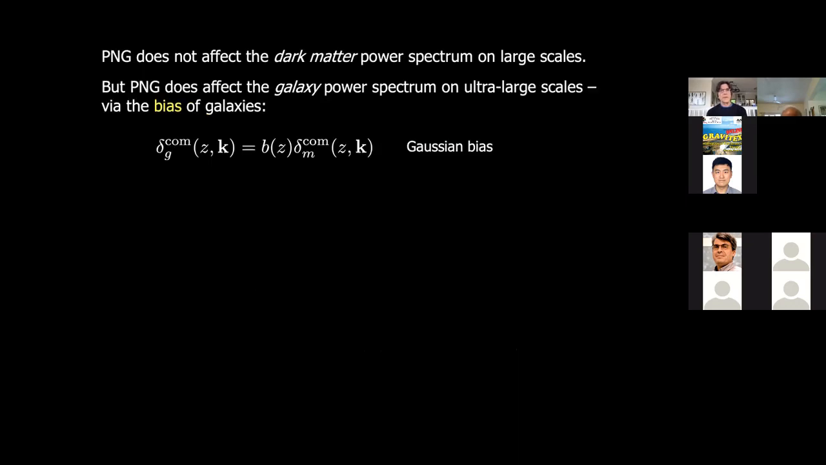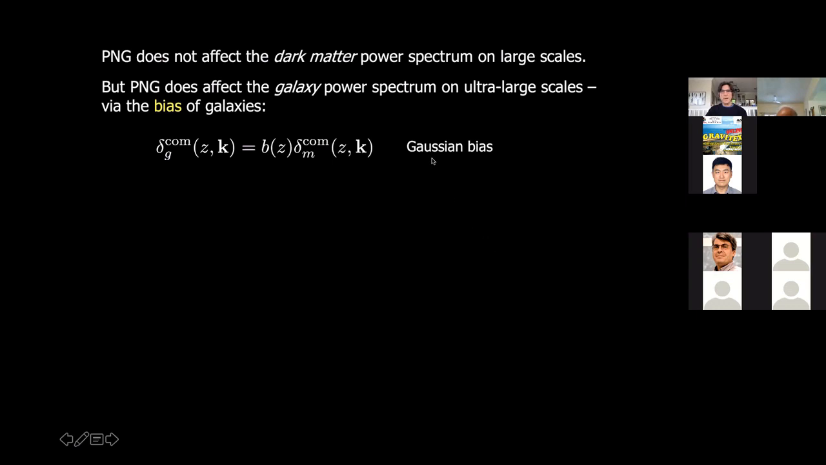The first point to make, though, when thinking about this, is that the dark matter power spectrum is not affected on large scales by primordial non-Gaussianity. It is only the bispectrum of dark matter that is affected. The same applies to the CMB. Those constraints come from the bispectrum of the CMB. But the key and interesting thing that was discovered just over 10 years ago is that the galaxy power spectrum is affected by primordial non-Gaussianity through the bias of galaxies. And this works as follows.